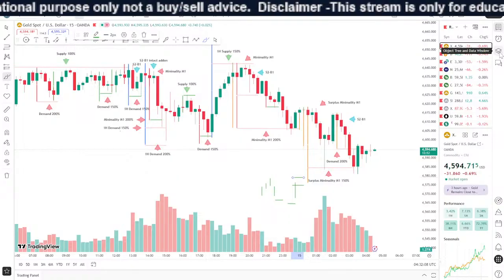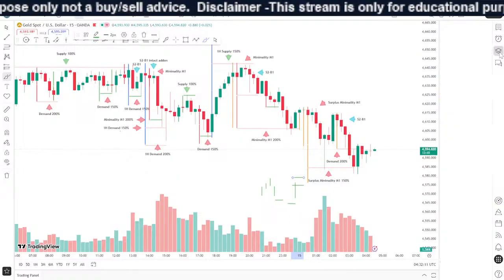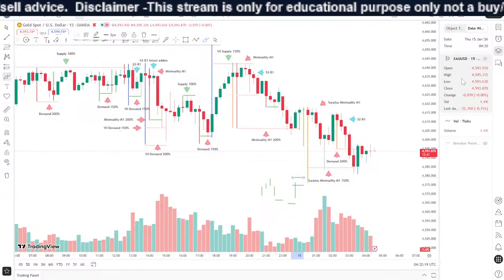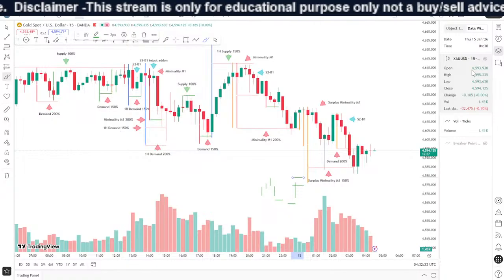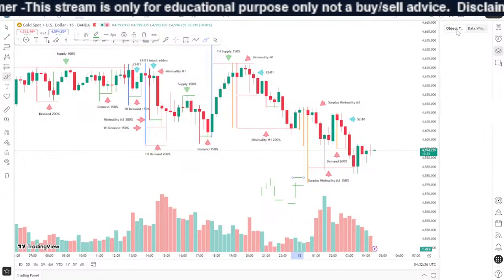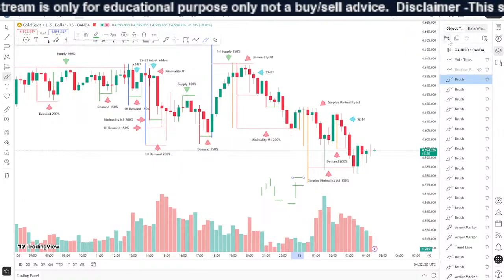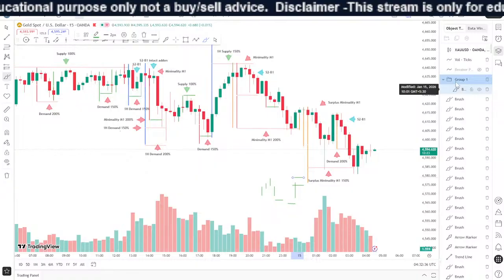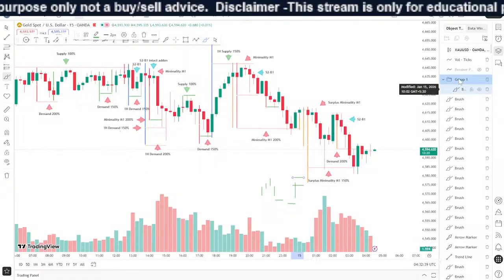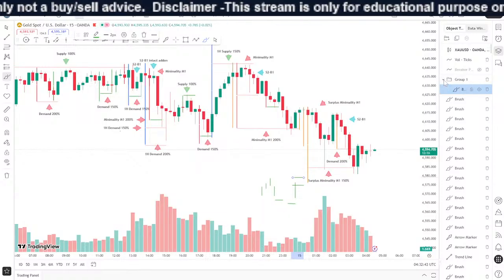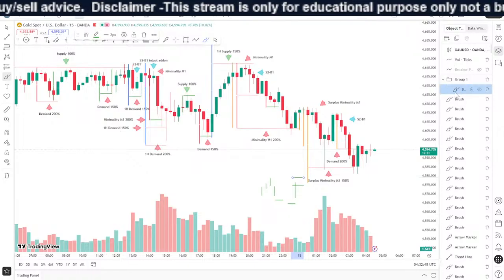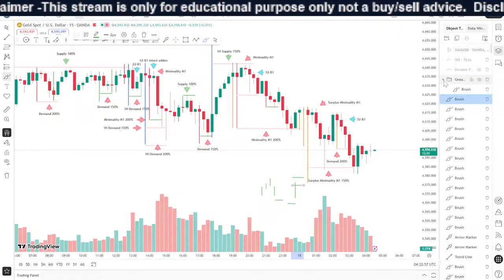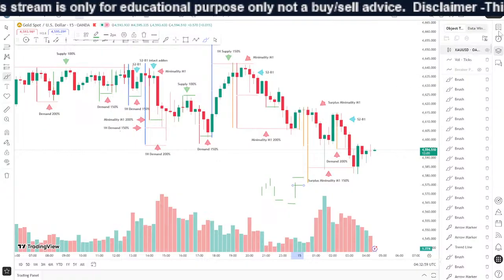Where is the object tree? Object tree. I don't have objects only. Oh, sorry, I have. Okay. Create a group. And how will I move this group? This will take too long now. Not my cup of tea.